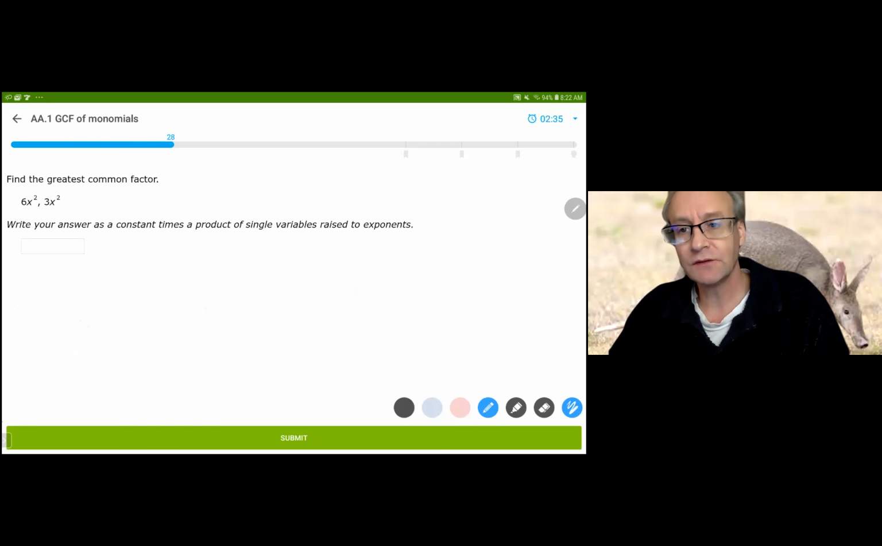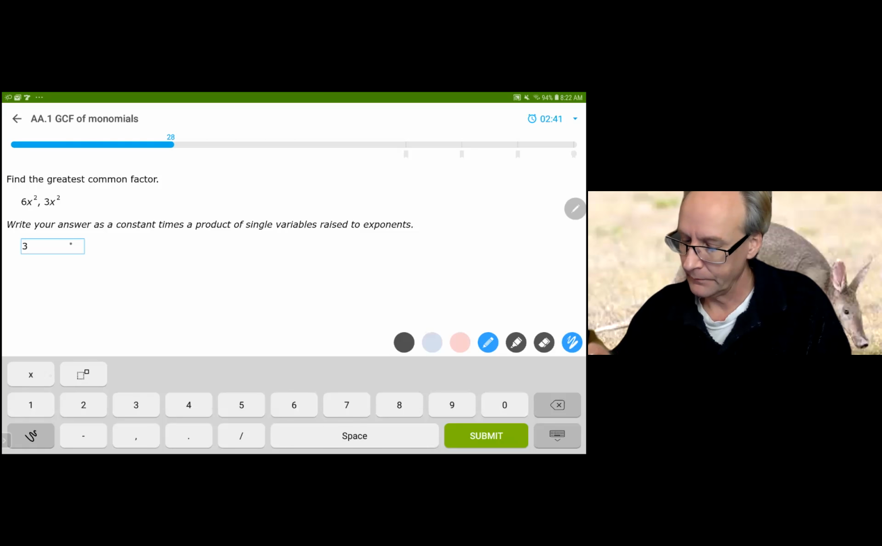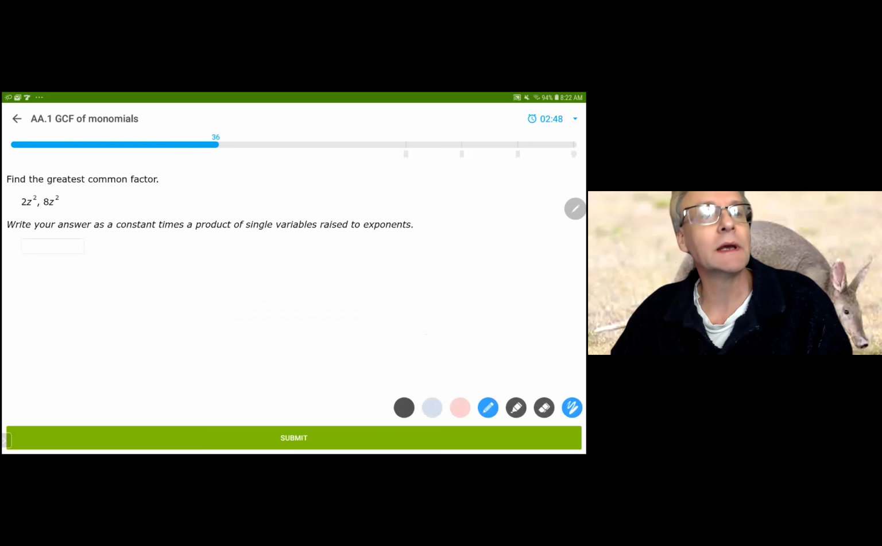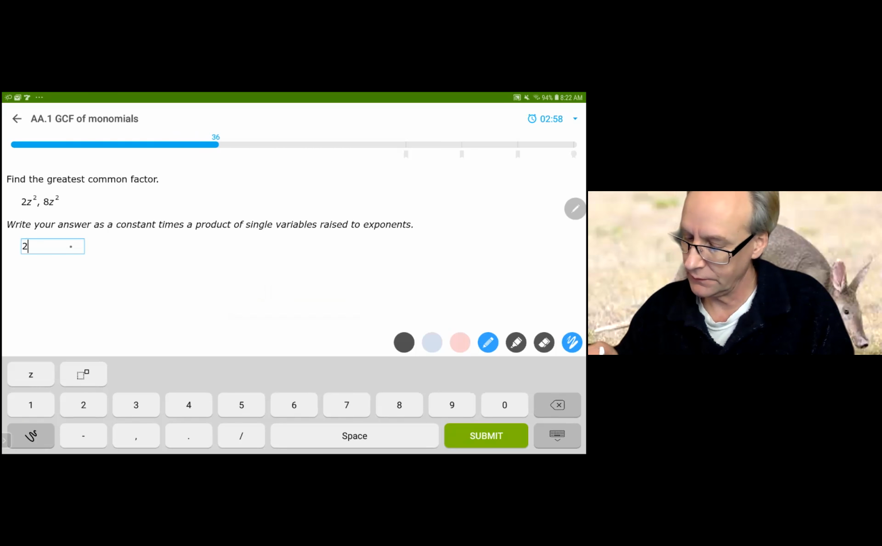Now we've got an x squared in both and we have a 3 as a factor in both. So it's 3x squared. Remember, you can always do the factoring if it's really complicated. In this one, there's a 2 that divides evenly into both factors, and there's also a z squared. So we're talking about 2z squared.